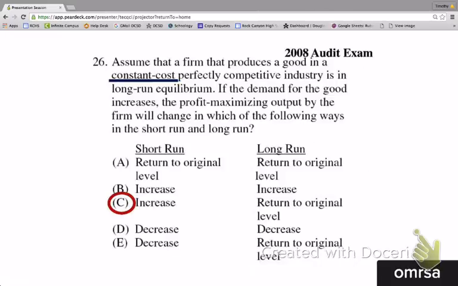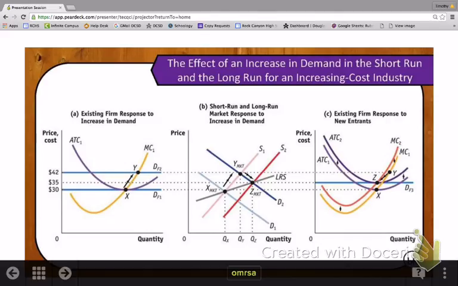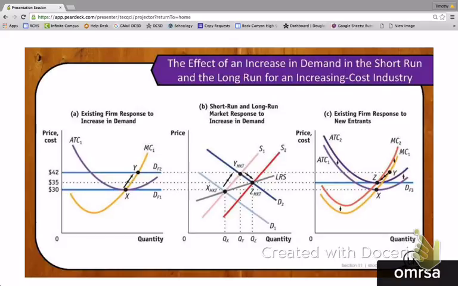Here's a question from a prior AP exam dealing with an increasing cost industry. Here you see a graph that shows the effect of an increase in demand in the short run and long run for an increasing cost industry. Notice in panel C how the average total cost curve is shifted upward, the marginal cost curve is shifted upward, and that creates a new normal profit for the firm.